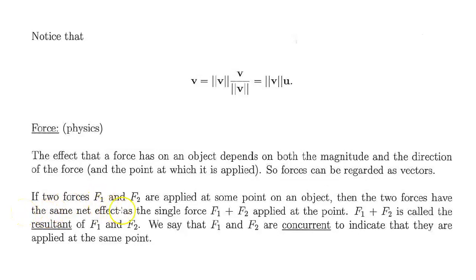If two forces, F1 and F2, are applied at the same point on an object, then the two forces have the same net effect as the single force, F1 plus F2, applied at the point. So F1 plus F2 is called the resultant of F1 and F2. We say that F1 and F2 are concurrent to indicate they are applied at the same point. So there are a lot of applications of vectors. We're talking about them from a purely mathematical standpoint in this video, but there are lots and lots of applications of vectors, especially in things like engineering and physics.